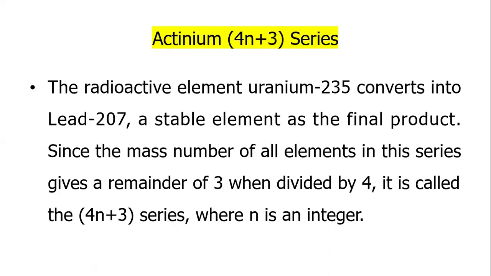Actinium series, 4n plus 3 series. The radioactive element uranium 235 converts into lead 207, a stable element, as the final product. The mass number of all elements in this series gives the remainder 3 when divided by 4. That's why it is also called the 4n plus 3 series, where n is an integer.